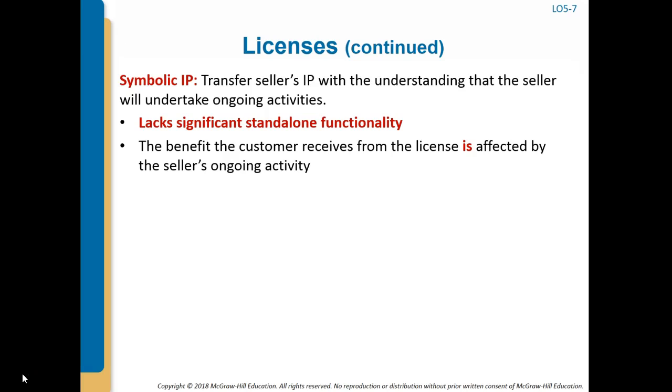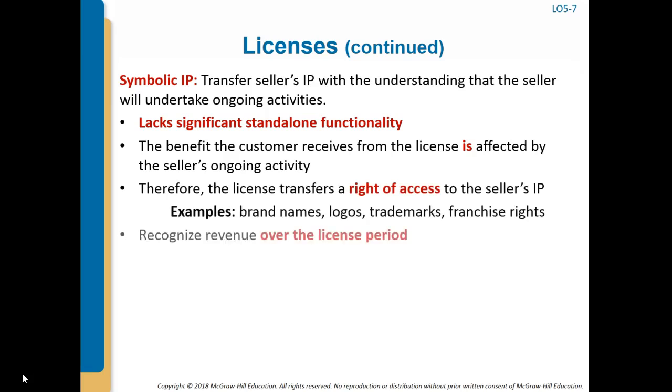Other licenses provide the customer with the right of access to the seller's IP with the understanding that the intellectual property does not have significant standalone functionality. Rather, the seller will undertake ongoing activities during the license period that benefit the customer. The seller might make changes to the IP over the course of the license, or could perform marketing or other activities that affect the value of the license to the customer.